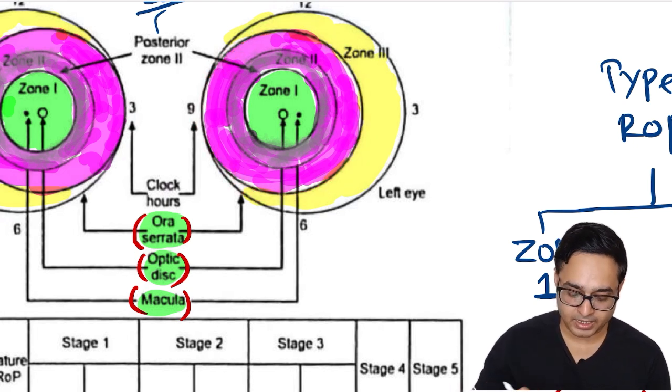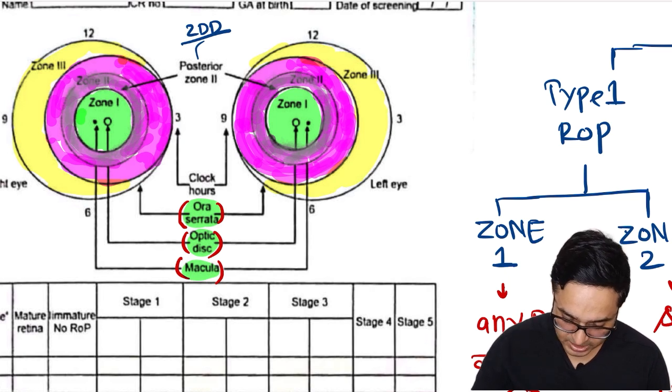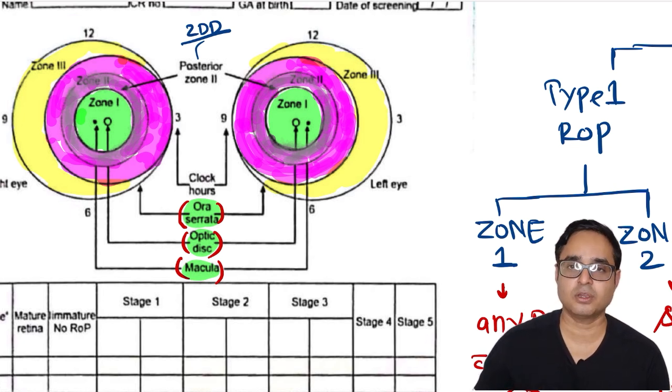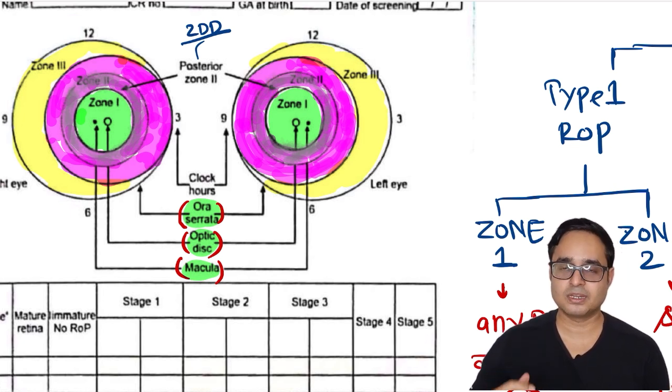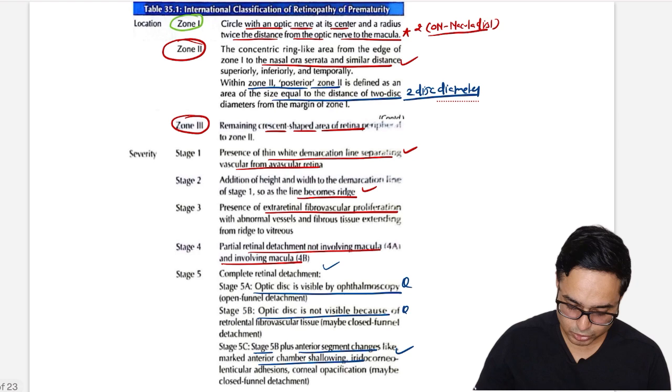But in zone 2 there is actually a posterior zone, which is two disc diameters wide. If we see, the optic disc is this, and two disc diameters wide is the posterior part of zone 2. So zone 2 has a posterior part which is two disc diameters in width. Going forward to zone 3.